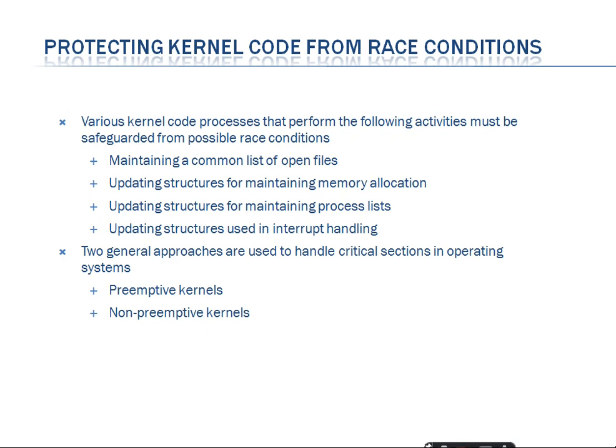So there can be processes which perform activities on the kernel code, and we need to safeguard the kernel code from race conditions. We can do this by maintaining a common list of open files, updating structures for maintaining memory allocations, updating structures for maintaining the process list, and updating structures used in interrupt handling.